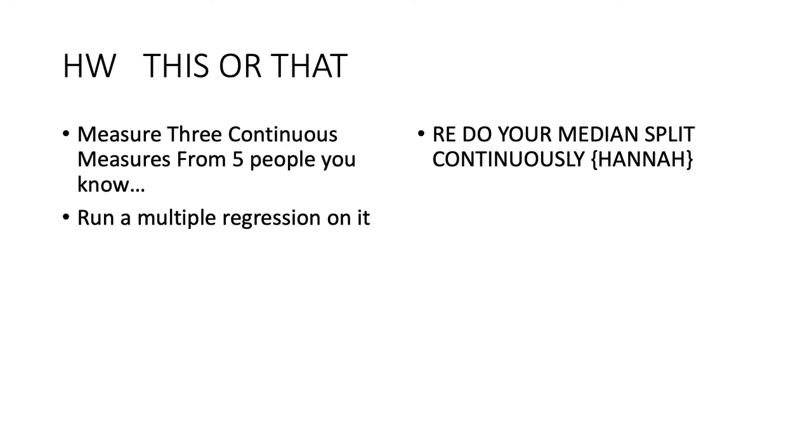All right, your homework is pretty fun. So you're either going to measure 3 continuous measures from 5 people you know and run a multiple regression on it, or you're going to redo your analysis if you used a median split to analyze your data. I know this is Hannah. I believe it's Olivia too. Anybody that did a median split on their data, I want you to rerun your analysis just so you know what you found. Both groups, just give me a quick summary of what you found. It doesn't have to be too detailed, but just give me that quick summary of what you found and the summary of your statistics.